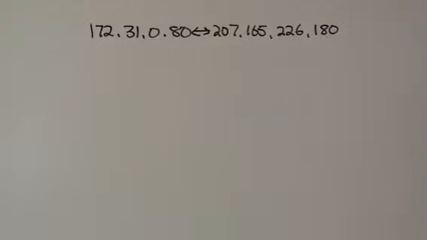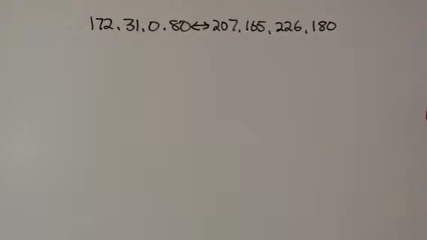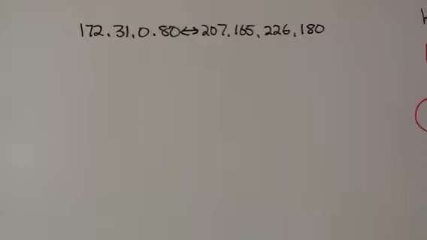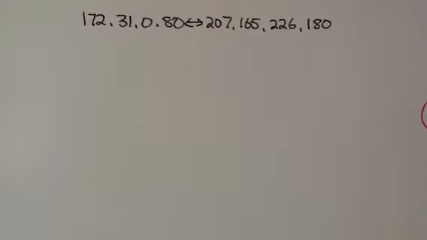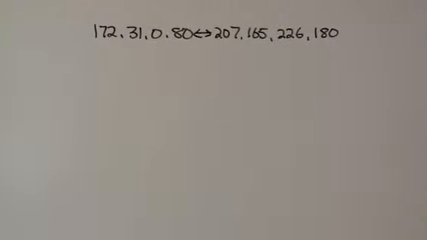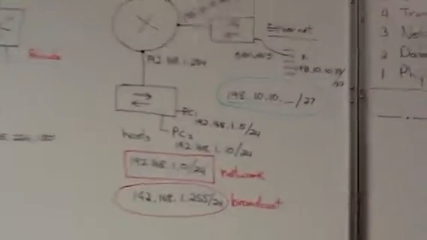So if you're out on the internet somewhere, you can get to the same server with 207.165.226.180 as you can internally with 172.31.0.80. All right, we talked a little bit about the 127.0.0.1 address, and we also talked about version 6 addresses briefly. And then we looked at this example right here.